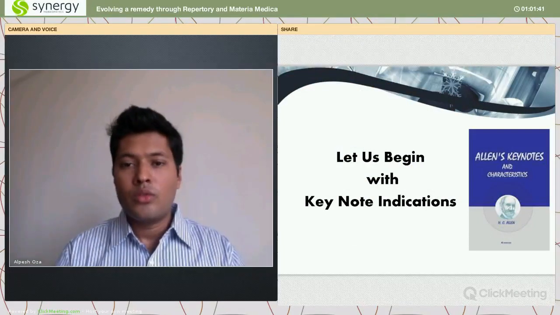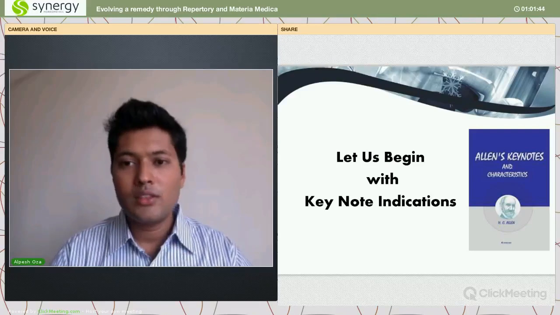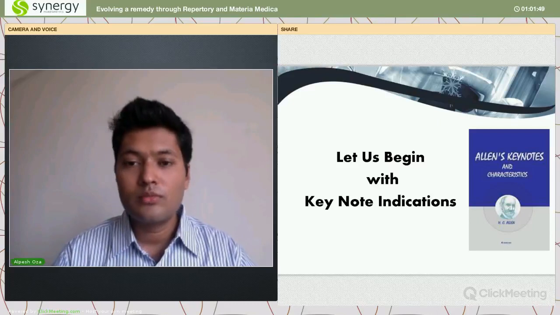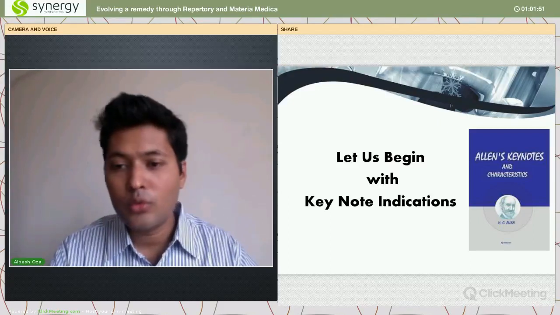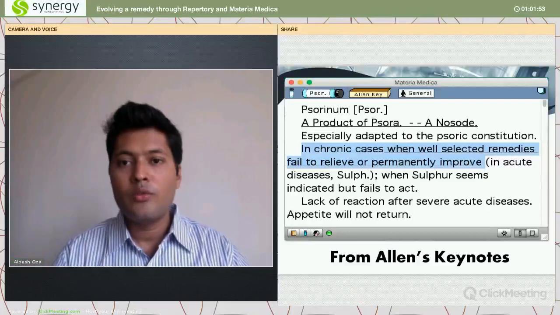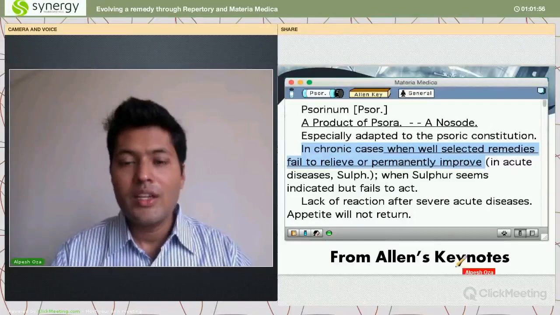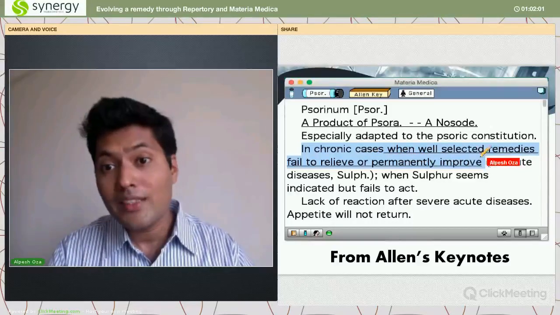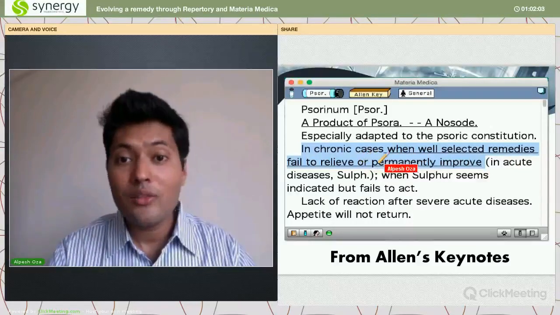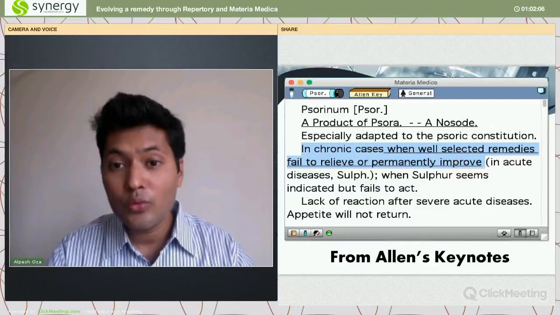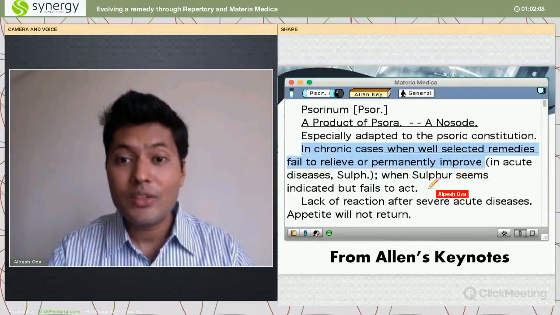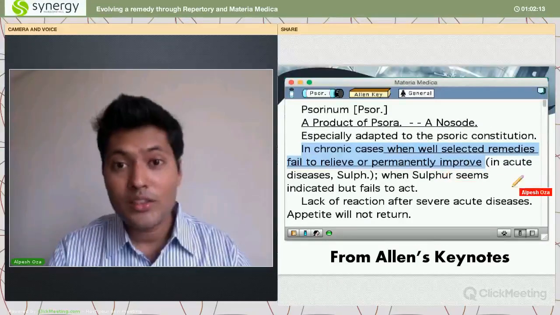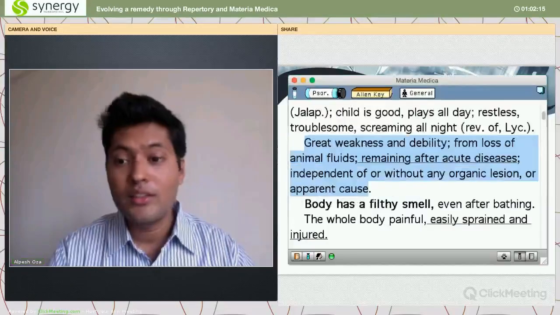Now let us begin with the basics. First we'll see the keynotes of Psorinum, what we know. So when we open Allen's keynotes, we see it is written, it is very useful in chronic cases when well selected remedies fail to relieve or permanently improve. Even in the cases where sulphur seems to be indicated but fails to act. So we can think of the remedy Psorinum in that.